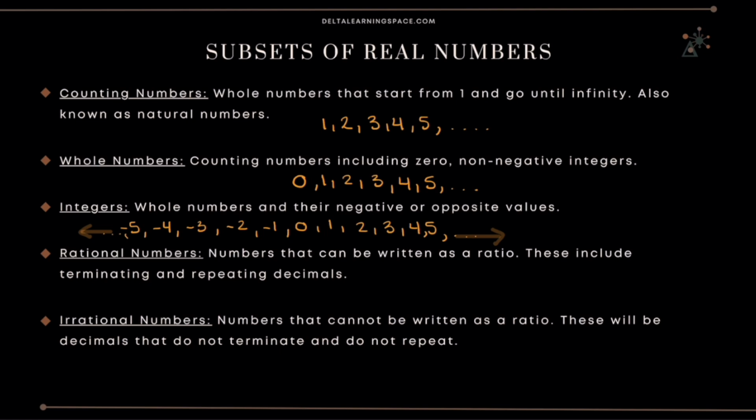For our fourth and fifth subsets of real numbers, our rational numbers and our irrational numbers, we'll take a closer look at them in just a bit, but for right now, we'll give the brief definition and then a few examples. So for our rational numbers, these will be numbers that can be written as a ratio. These will include terminating and repeating decimals. And so we will have some integer p over some integer q. The only restriction is that q will not be equal to 0.